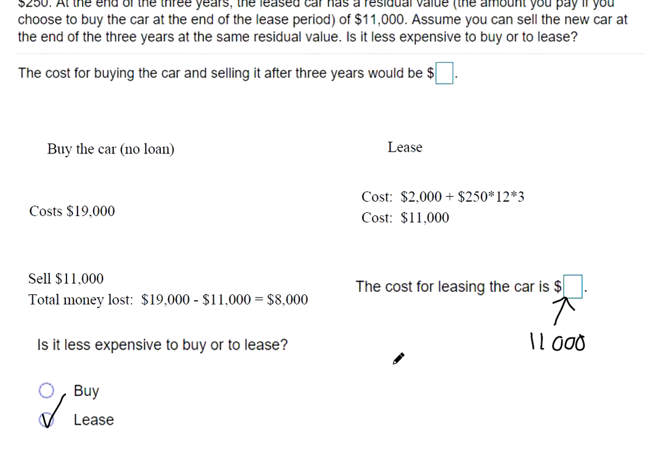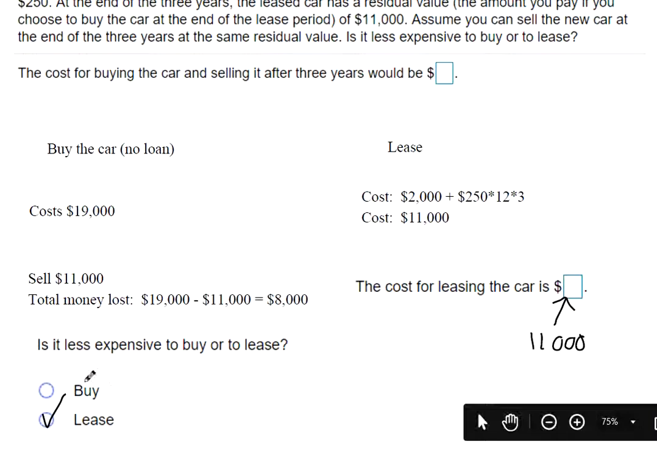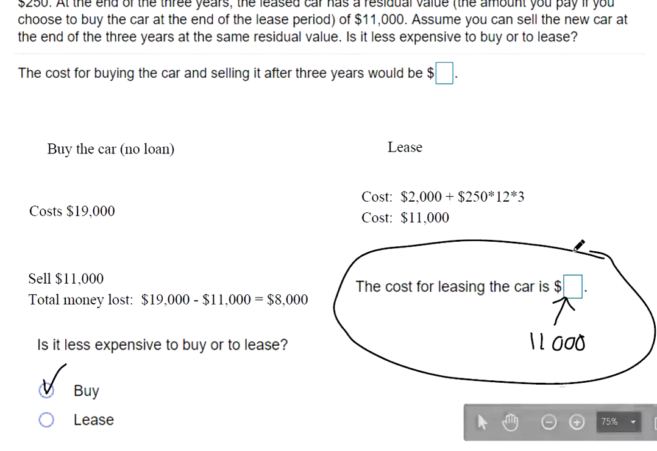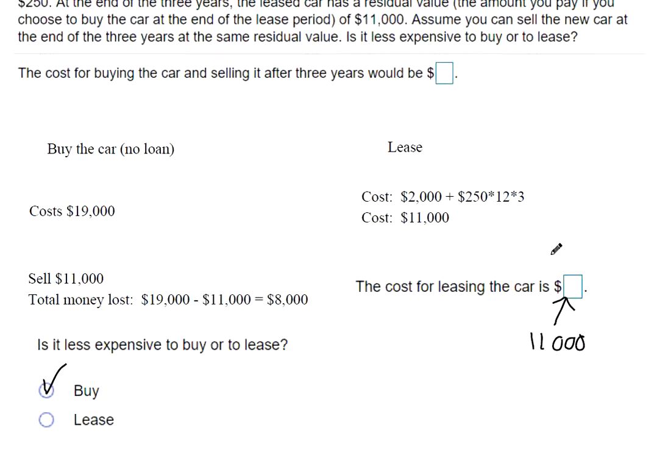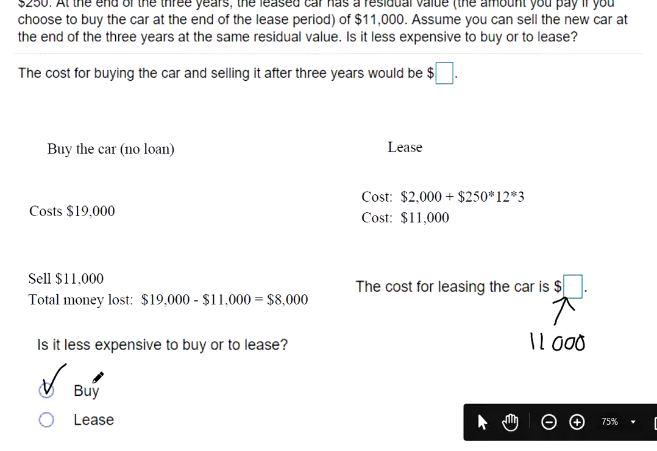Sorry, the question says less expensive. It's less expensive to buy the car because that was a cost of $8,000 when we resold it. Leasing the car, which means they're going to get the car back in the end, or we could buy it for $11,000. It costs us $11,000 to lease the car over those 3 years, so it's less expensive to buy.